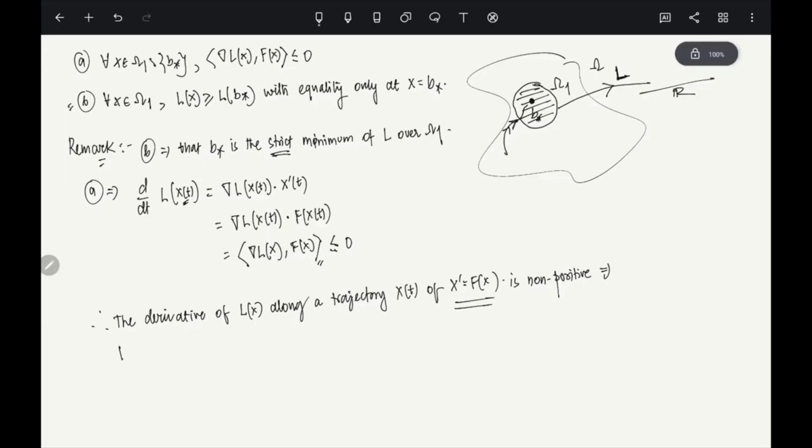Sorry, non-positive, which implies that L of x is non-increasing along any trajectory of x prime equals f of x. I hope this is clear to you now.